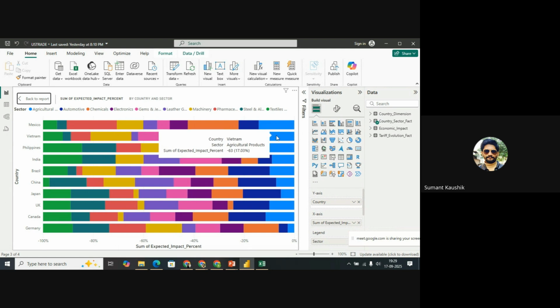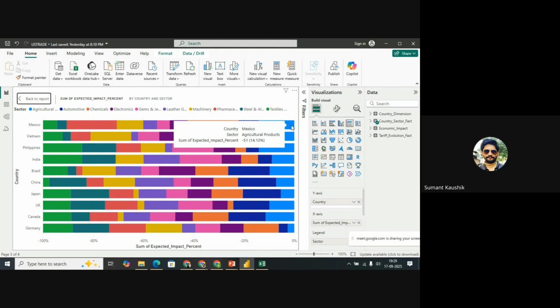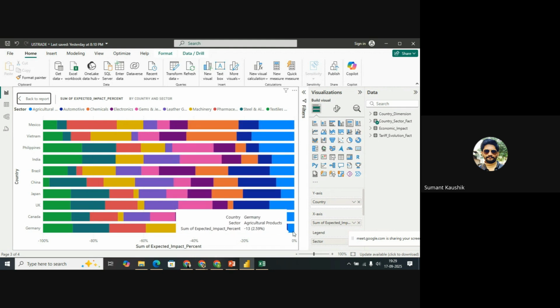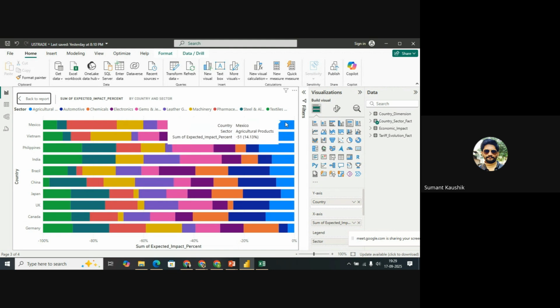In the case of Vietnam, the agriculture products will face the highest amount of impact compared across all the countries, because Vietnam exports a lot of agricultural products towards the US. So in the sector-wise analysis, if we compare each and every nation on a sector basis, in the case of the agriculture sector, shown in the last corner in light blue, we can see the highest impact will be in the case of Vietnam and Mexico.